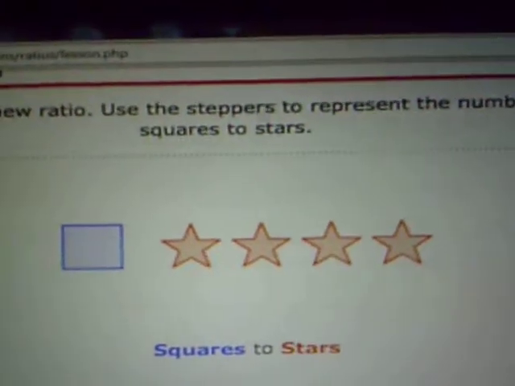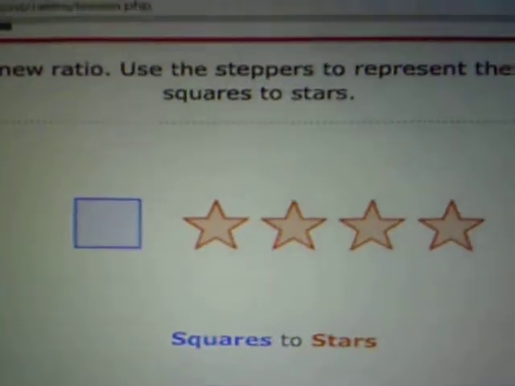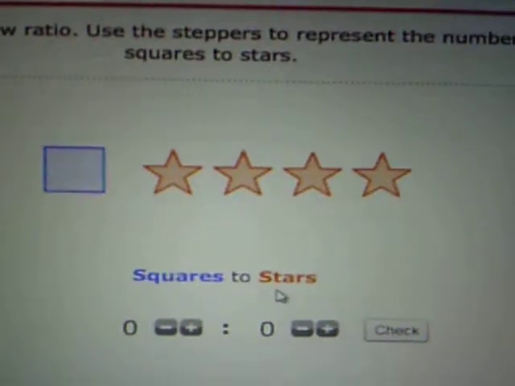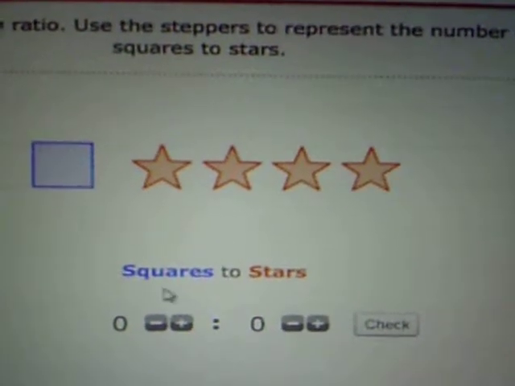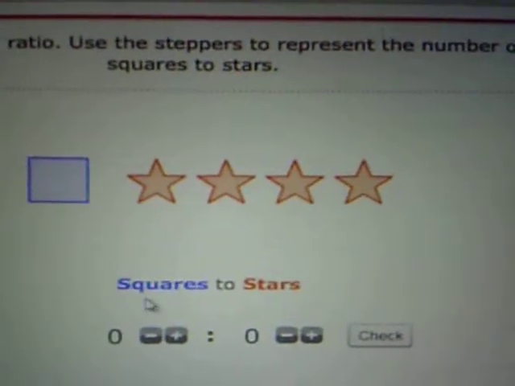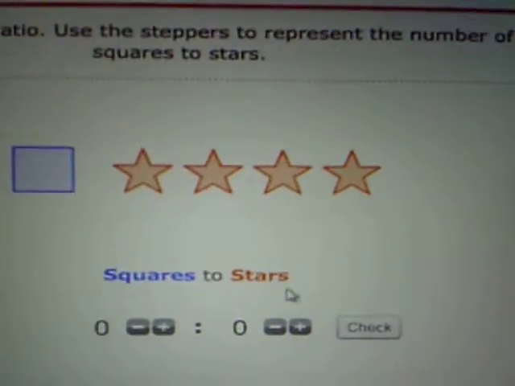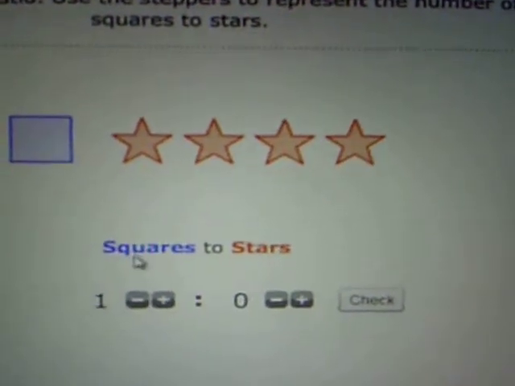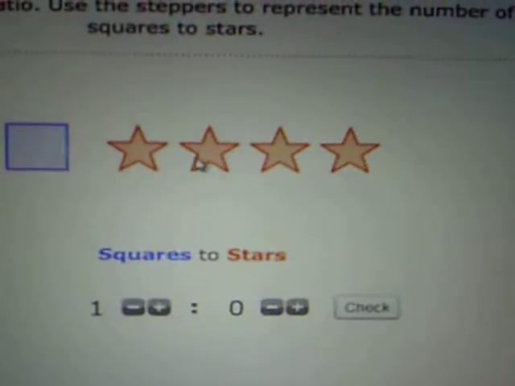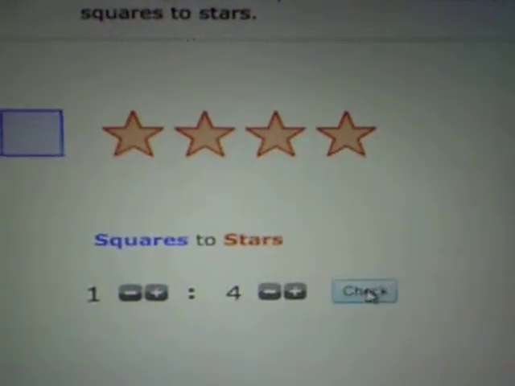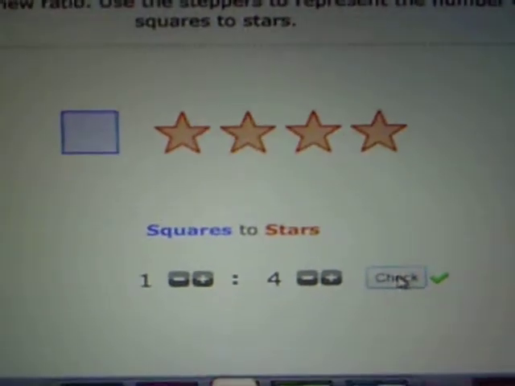So here's a practice for the students, and it asks the ratio of squares to stars. What is the ratio of squares to stars? Well, we have to look. In our question, it asks for the squares first, then the stars. So we can say that our ratio is 1 for the squares to 4 stars. We have a ratio of 1 to 4.